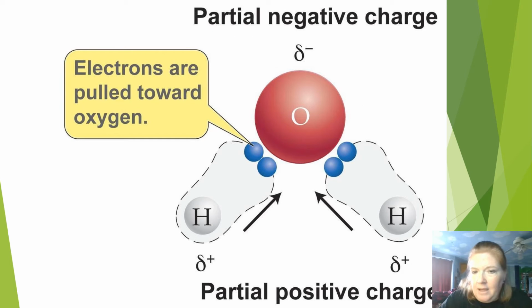Again, here's water. Oxygen has a higher electronegativity, so the electrons are pulled closer to the oxygen. So oxygen ends up with a partial negative. So that's that symbol. That's what it looks like. And then each of the hydrogen atoms will have a partial positive charge.